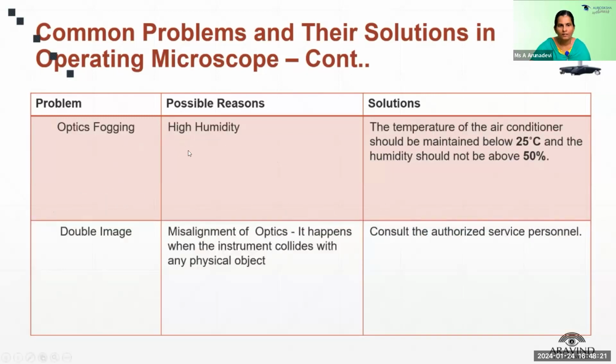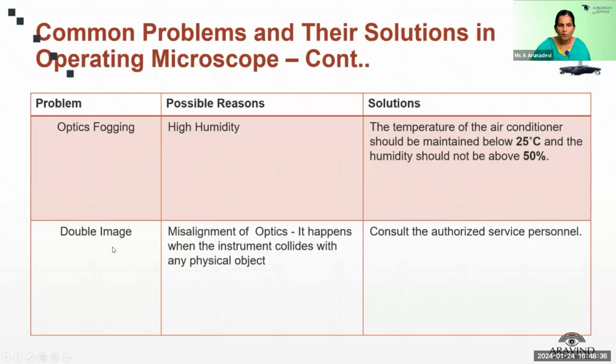Optics fogging is caused by high humidity. The temperature of the air conditioner should be maintained below 25 degrees Celsius and the humidity should not be above 50%.